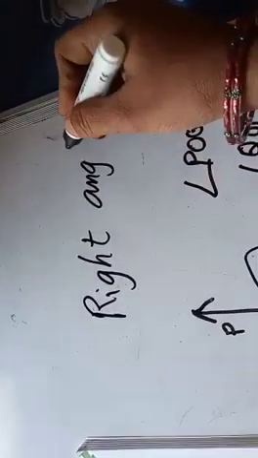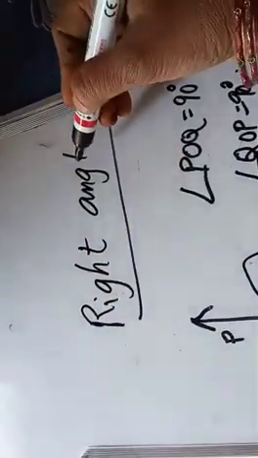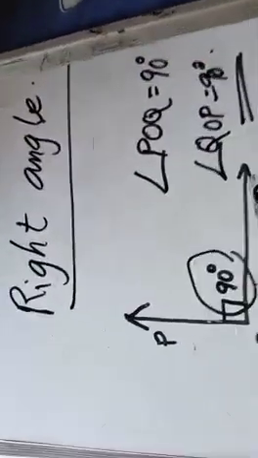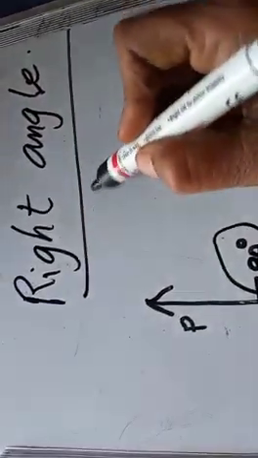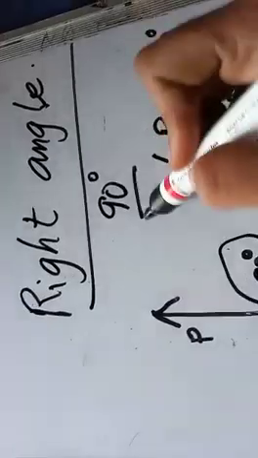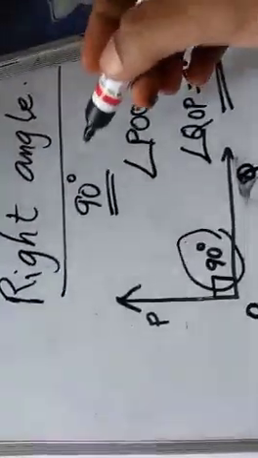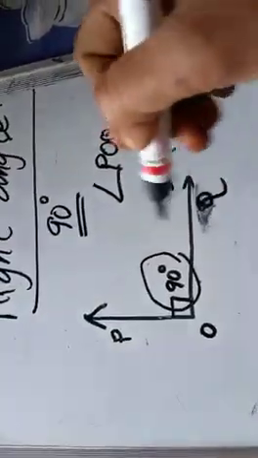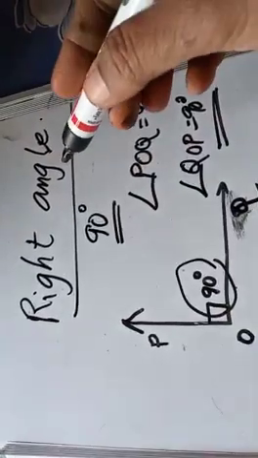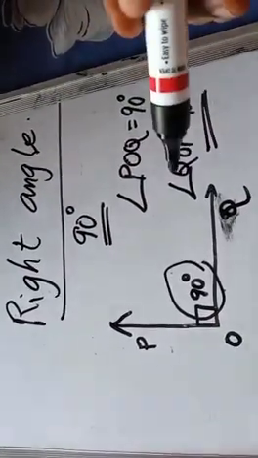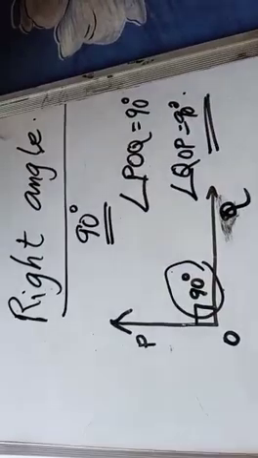Right angle. A right angle measures 90 degrees. An angle which measures exactly 90 degrees is called a right angle. What is a right angle? An angle which measures exactly 90 degrees is called a right angle.